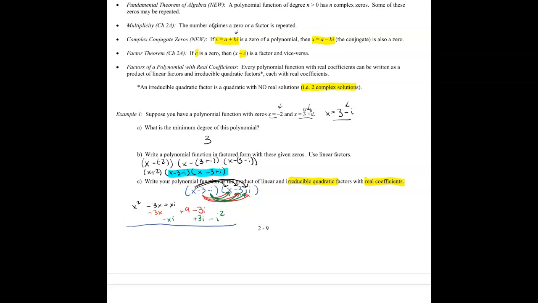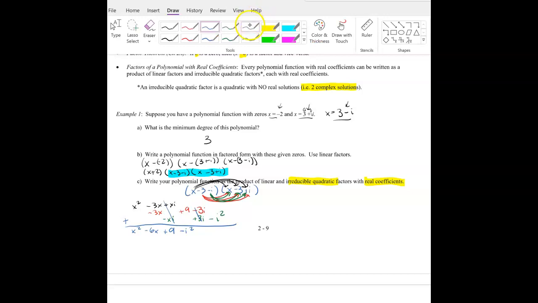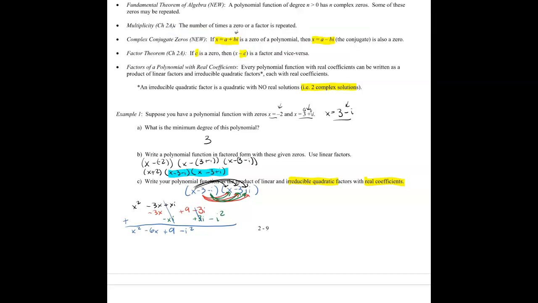And I write it like this just so I can see my like terms, because now I'm just going to add my like terms together. You can write it straight across, but I prefer writing it this way once I get more than just a binomial times a binomial. Trinomials are a little more difficult to see like terms. So then I get x squared minus 6x. My xi's are going to cancel out. Plus 9. My 3i's are going to cancel out. Minus i squared.